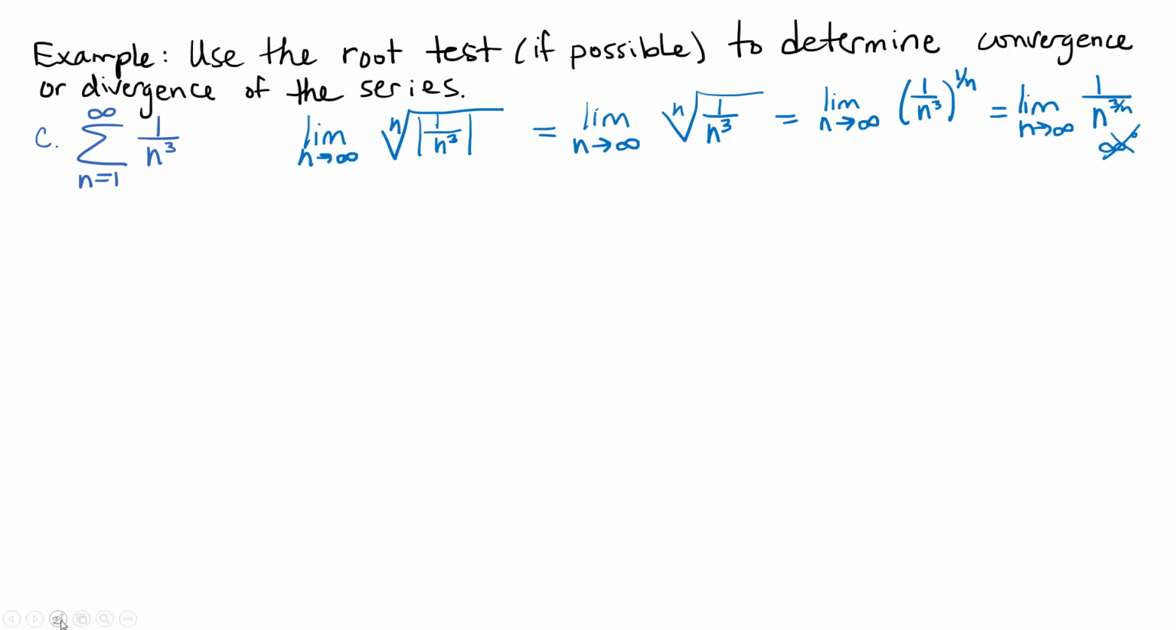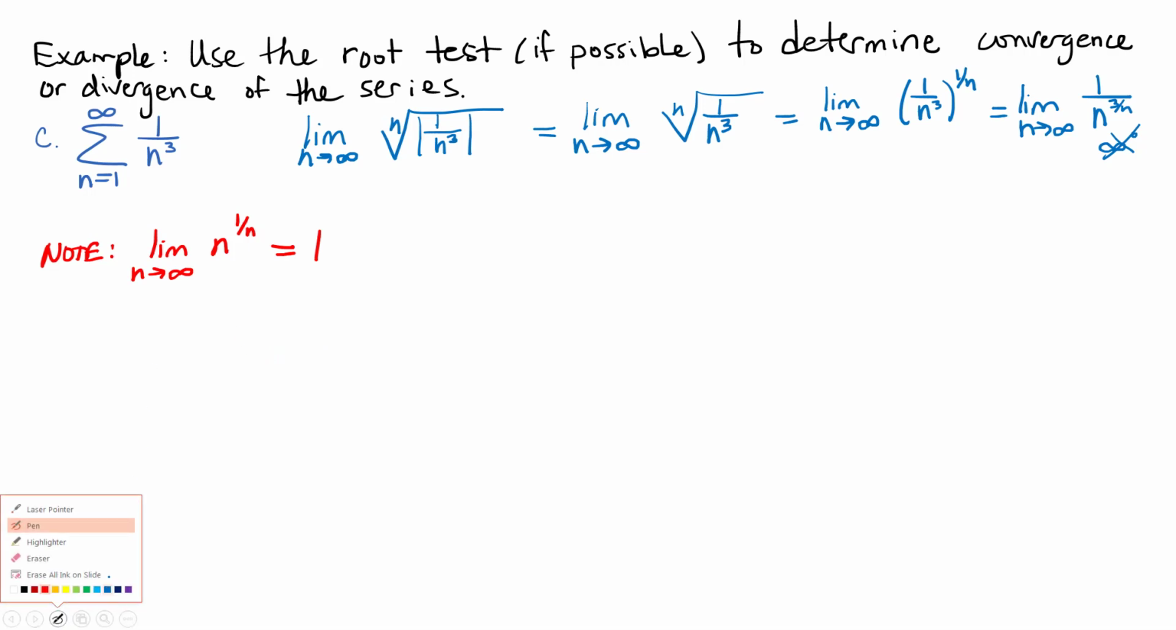So I want to remind you that we've seen a limit like this before. So, side note, whenever you have the limit as n goes to infinity of n to the 1 over n, we know this is going to be equal to 1. Why? Well, in the past, remember, we did the following.